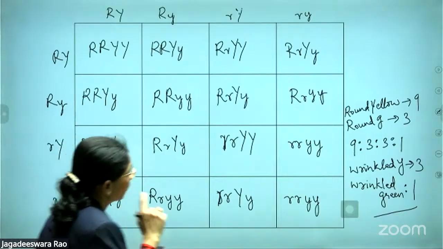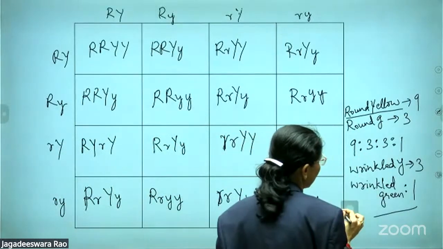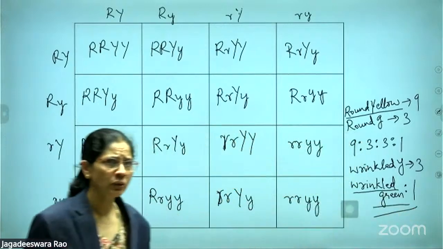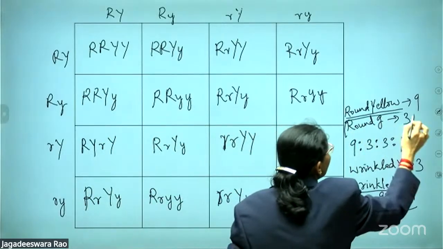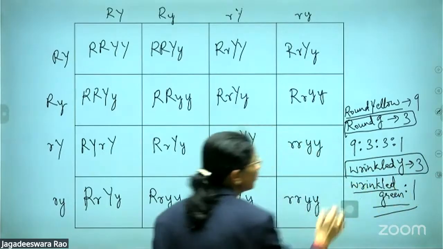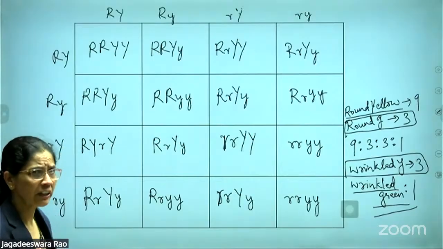Very easy to remember, 9 is to 3 is to 3 is to 1. Round yellow is the parental character. Wrinkled green again is the parental character. The new characters you can see here: round green, which is not seen in the parental generation, and wrinkled yellow, this also is not seen in the parental generation, but it appeared here in the F2 generation.